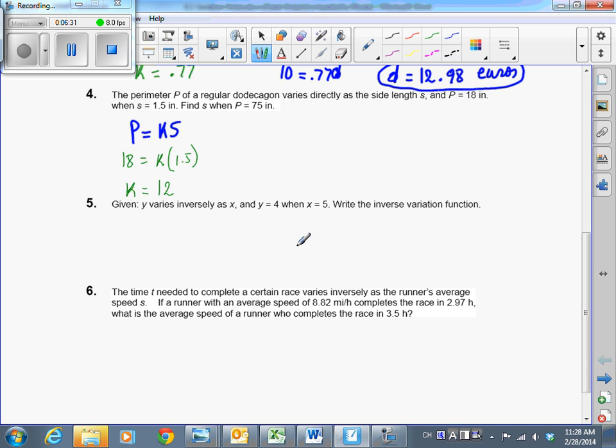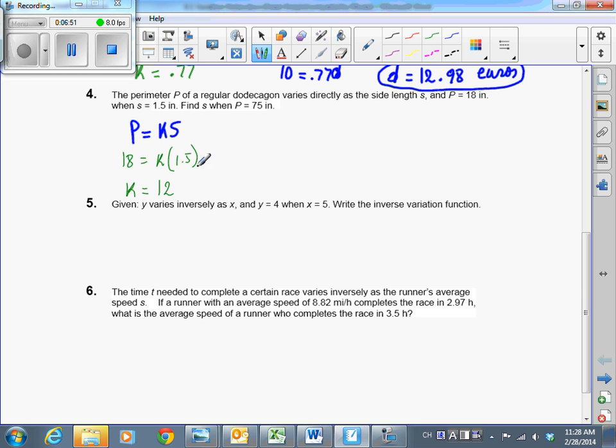What's the unit of k, guys? K has no unit. K is called the constant of variation, meaning it's just a number. It's the same thing as if I say, what's the unit of pi? It has no unit.